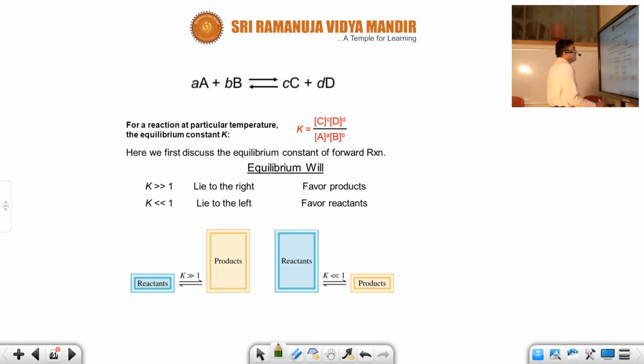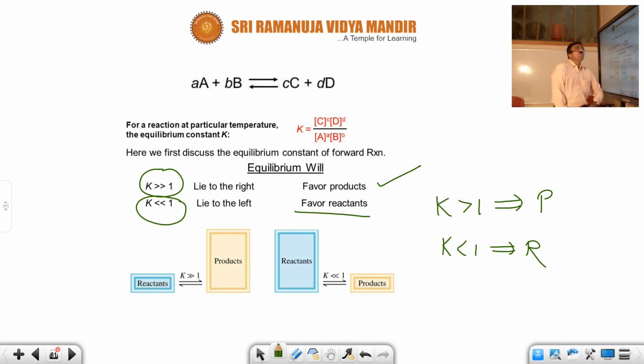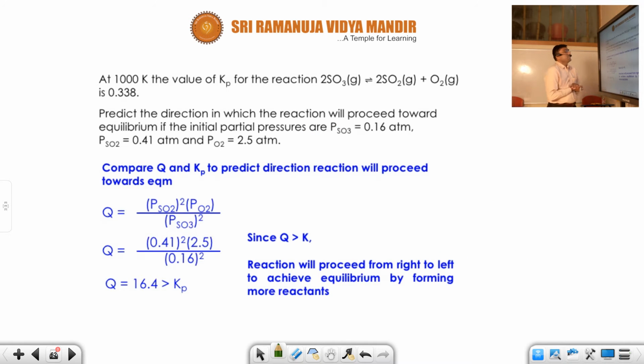Students, one more important thing: when K is greater than 1, it favors products. When K is less than 1, it favors reactants, that means the backward reaction is favored. Very, very important. K greater than 1 gives products. When K is less than 1, naturally the reaction will be backward. This is also a very important inference you will get in equilibrium reactions.